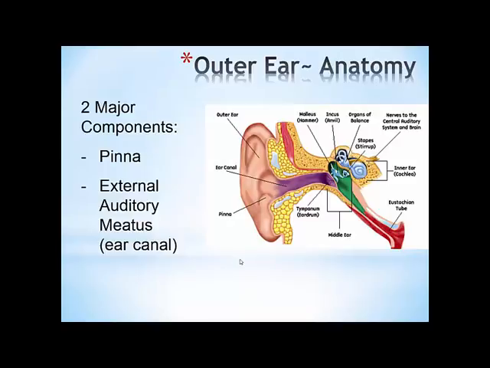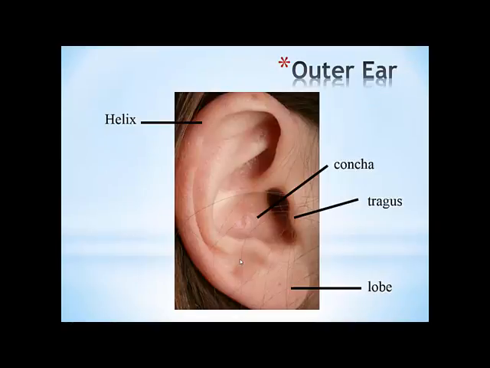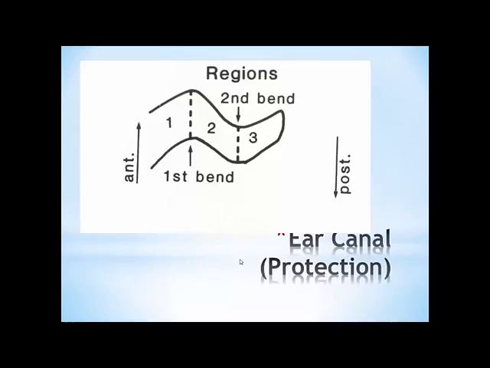So when we're talking about the outer ear, it has essentially two major components: the pinna, which is the visible skin and cartilage structure that you actually see, and then the external auditory meatus or ear canal. The pinna has several visible landmarks, and hopefully you will learn more about them in one of your anatomy and physiology classes. At this point, you should be sort of familiar with what the concha is, what the tragus is, where the earlobe is, etc.